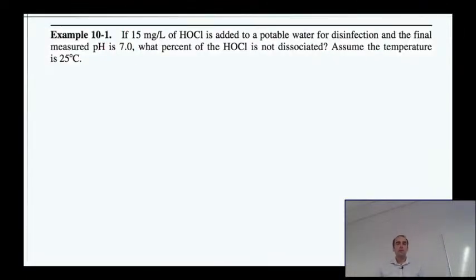If we have 15 milligrams per liter of HOCl added to potable water, that's drinking water, for disinfection, and the final measured pH is 7.0, what percent of HOCl is not dissociated? It says assume this temperature, and what I'm going to say is if we look it up in a book, then our equilibrium constant is approximately 10 to the minus 7.54.